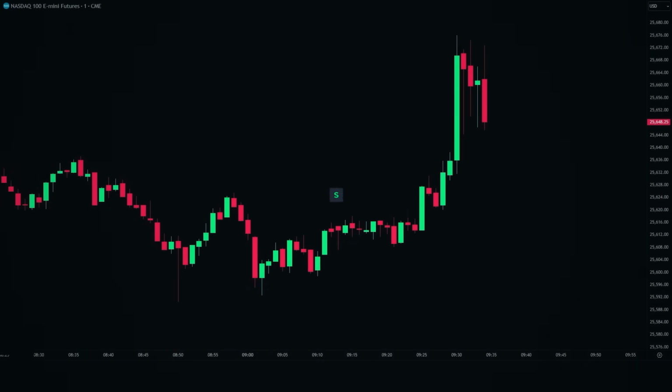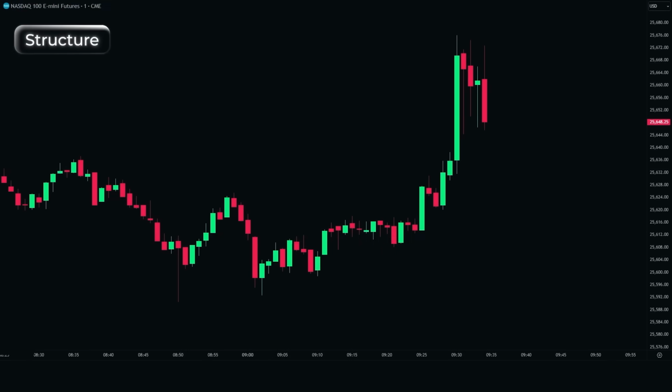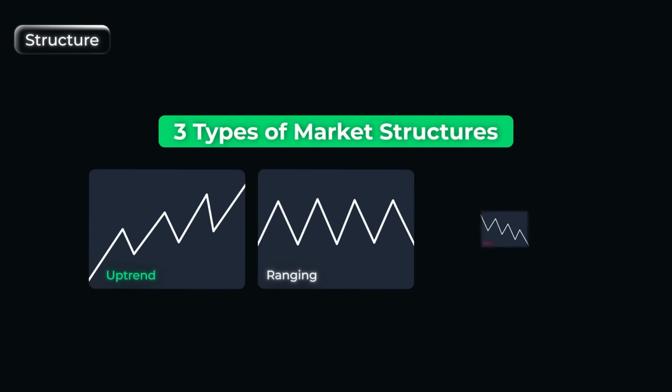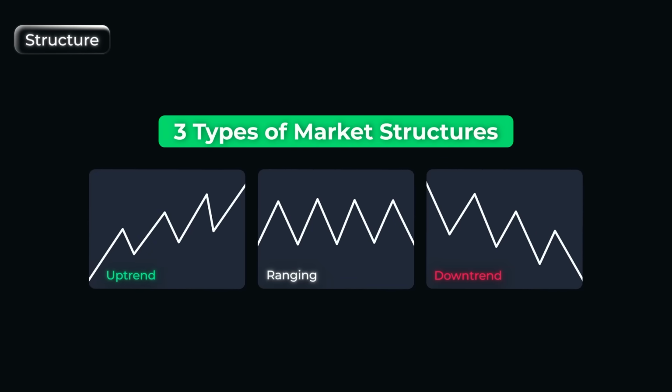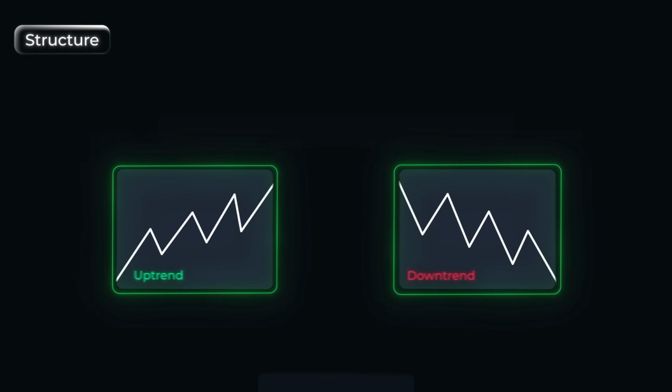First, we start with the S part, which stands for structure. So, what is structure? Structure simply means the direction of the market. There are 3 types of market structures: uptrend, ranging, and downtrend. In the SLC trading system, we only trade if the market is in an uptrend or downtrend, which means we don't trade during ranging markets.